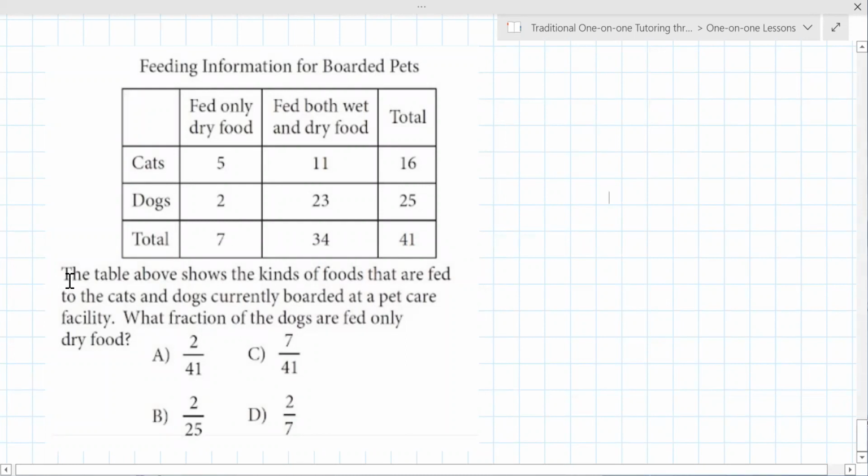So let's look at this here. The table above shows the kinds of food that are fed to the cats and dogs currently boarded at a pet care facility. What fraction of the dogs, so they're saying just the dogs, are fed dry food?